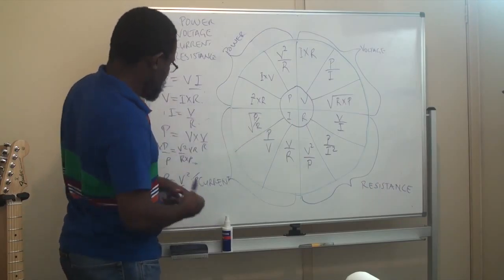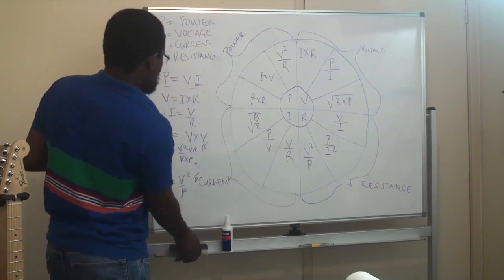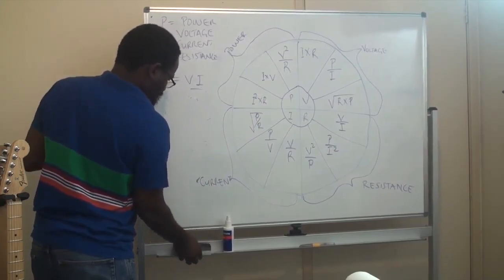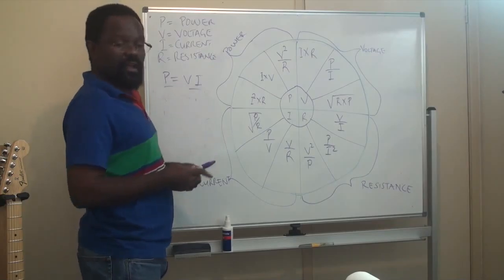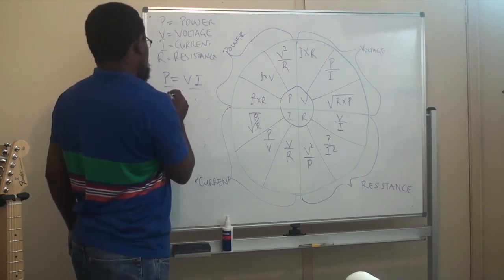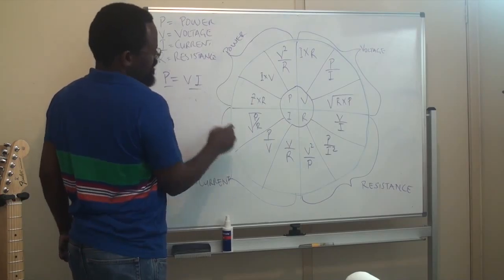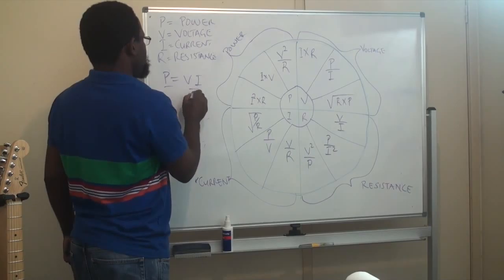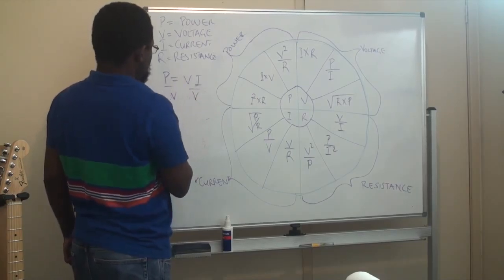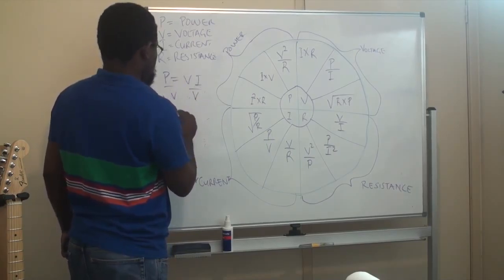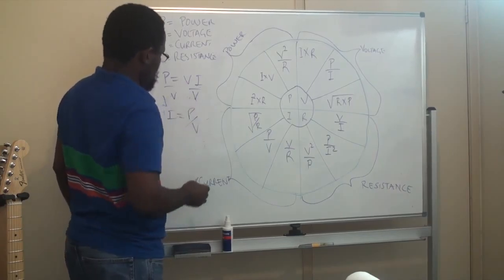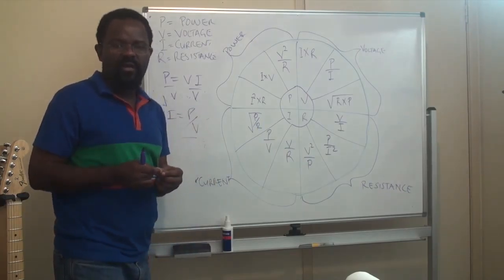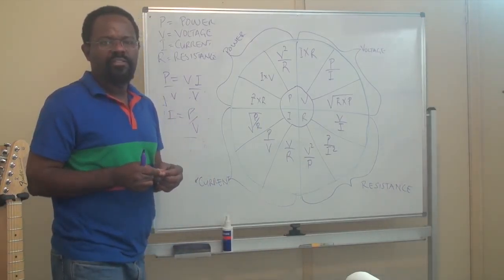This one here is pretty simple because P is equal to V times I. We're on the current now. Make current the subject of the formula. Therefore, you divide both sides by V, and then you get I is equal to P over V. That's it. So those are the formulas for power, and I urge you to look at them.